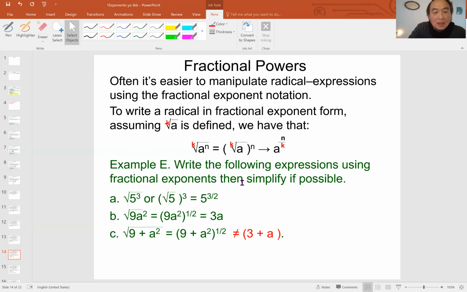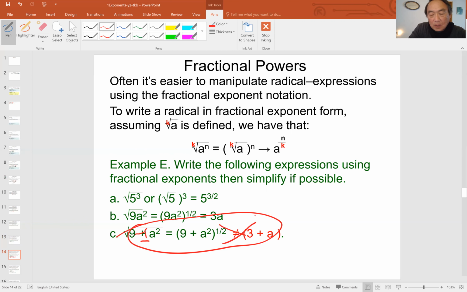And one big thing: these rules do not apply for add or subtract. So these are common mistakes. So watch out for these.